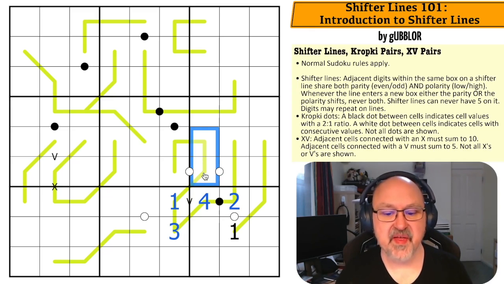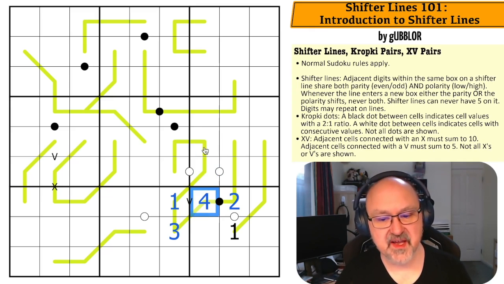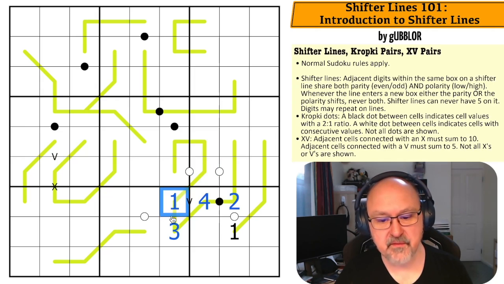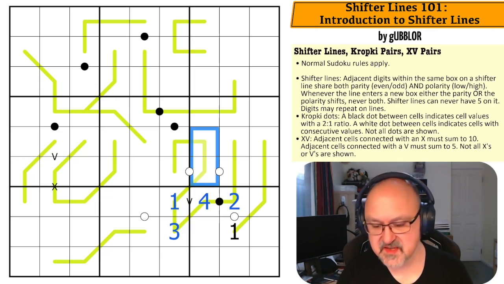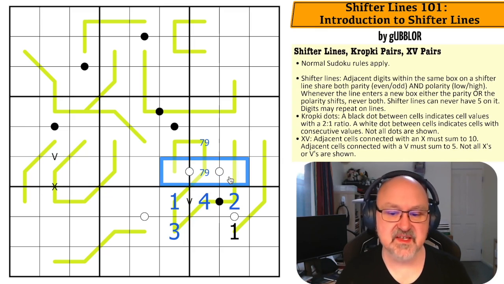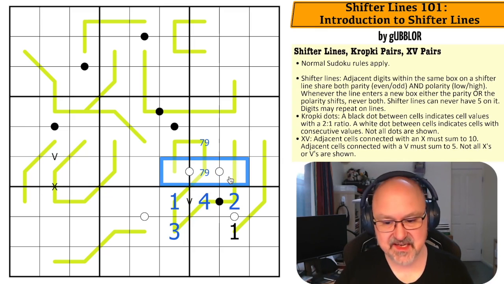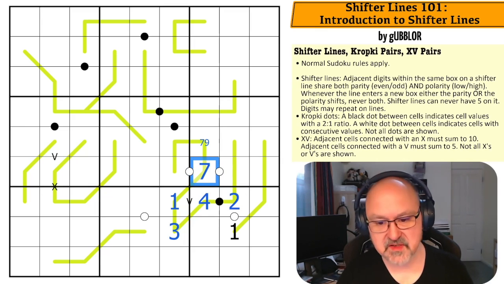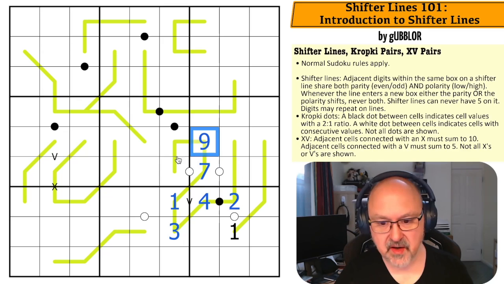Because these either have to be low even, at which point these would be a 2-4 pair, which they can't be, or they must be high and odd, because only one of the properties of the line can change when it goes from this box to this box. So this is 7, 9, and I can never put 9 in the middle of a run of consecutive digits, because if I did, then this would be 9, both of those would be 8, and I'd have a problem. So that's the 7, that's the 9.